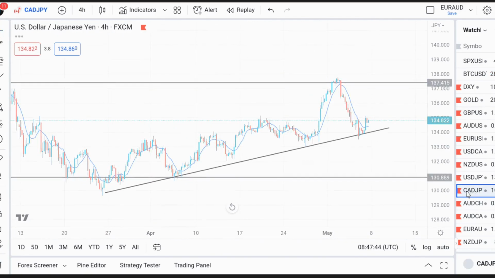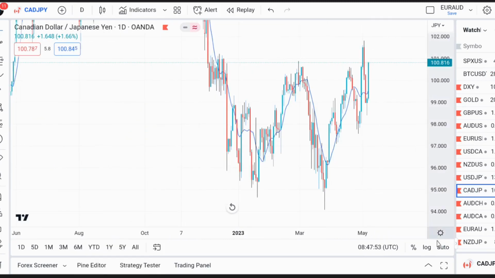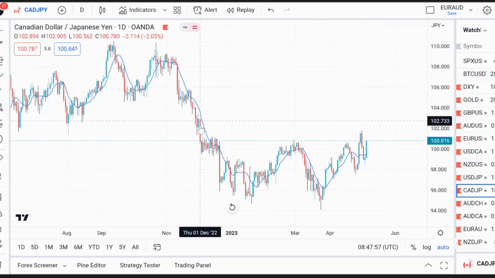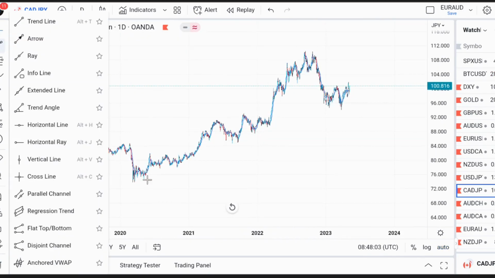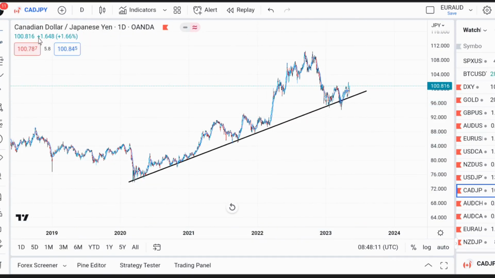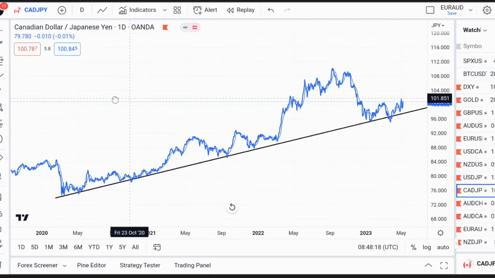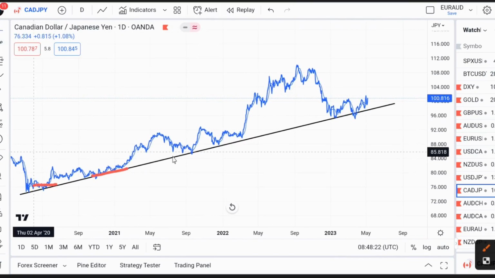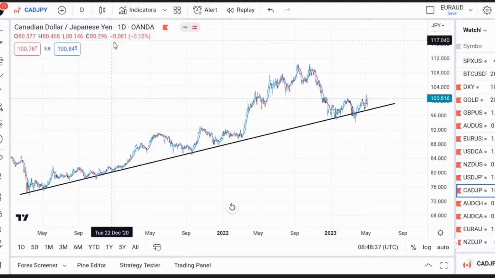So the next pair I want to check is Canadian dollar, Japanese yen. The overall direction of this pair is to the upside. As you can see, we have tested this particular level for the third time, and if we use the line and candlestick, you'll see that that level is a very strong support level with the trend line. It has been tested multiple times, and we often have a fake breakout here, and then it breaks back to that place. So it tells us that it is a very strong level of support right there.